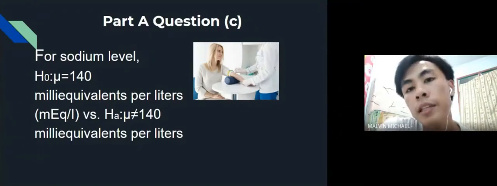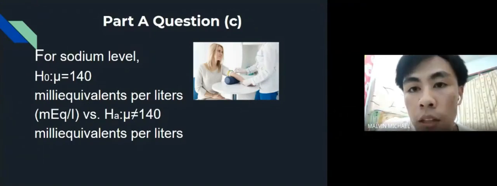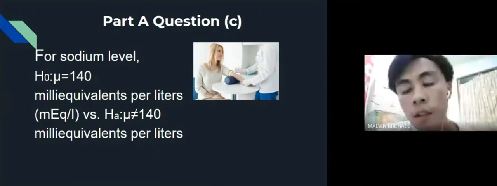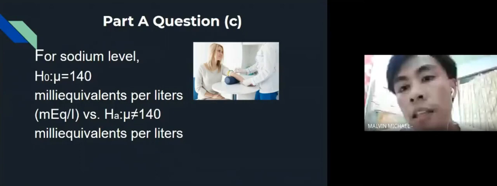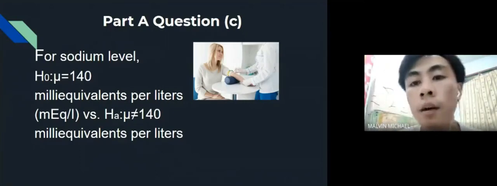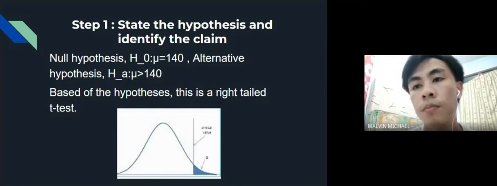The null hypothesis for sodium level is mu equal to 140 milliequivalents per liter, and the alternative hypothesis is mu not equal to 140 milliequivalents per liter. In hypothesis testing, there are 5 steps. Step 1 is to set the hypothesis and identify the claim.